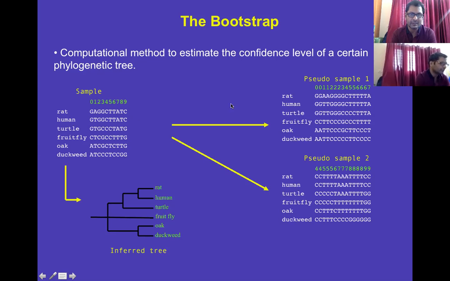Suppose we make 100 different pseudo samples and then the pseudo trees. Out of 100 times, if 90 times these two come together, we'll write 90 here, which means we have a high confidence level that the rat and human are very similar to each other. If we have just 60 here, which means that with the turtle, only 60 out of 100 times they came together, then we are not very confident about the relationship. So this is a computational method which can be done on each tree.